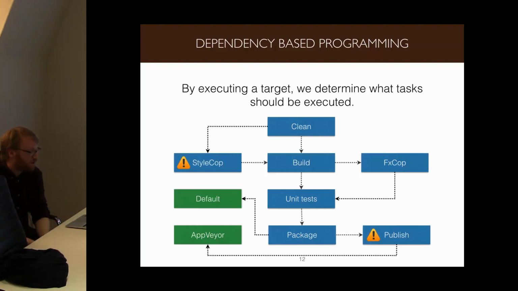So what it does is that it starts at the target, and then it creates this directed acyclic graph, and then it does a topological sort of this graph. So it will start at AppVeyor, and it will walk back through the graph. So all the tasks will be executed in the order that we expect them to.